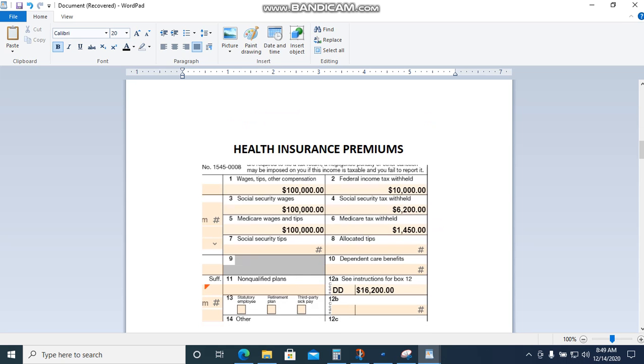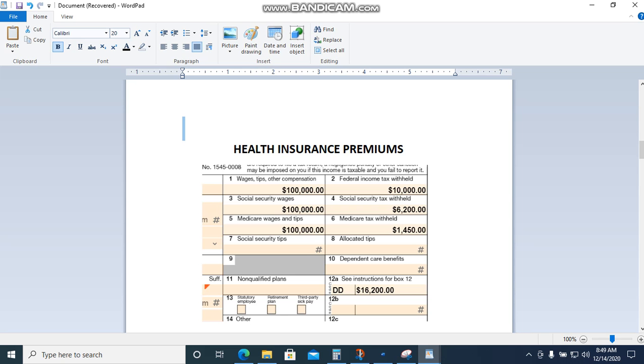And the way that you can tell if you can deduct that, let me back up a little bit. There's a difference between pre-tax and post-tax. Now, if it's pre-tax, then you cannot deduct the medical expenses. If it's post-tax, which is the example I'm showing here, you can deduct that.